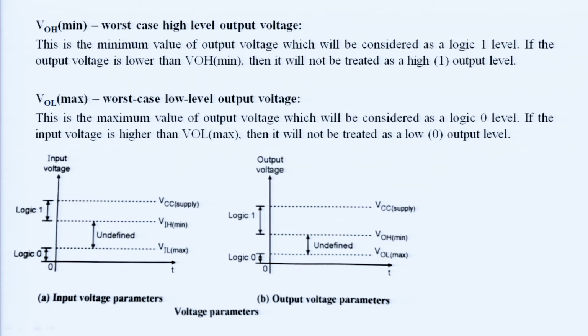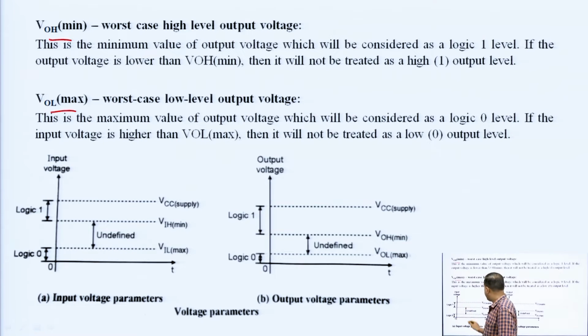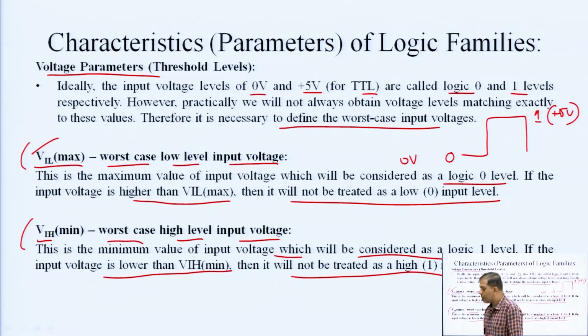Next, this is the VOH min and VOL max. So, here from the diagram itself will be more clear. First of all, we will check the definitions. What is VOH min? Worst case high level output voltage. These two are for input, okay.